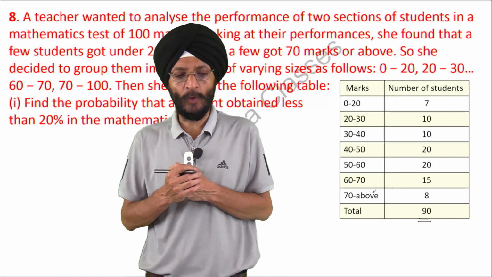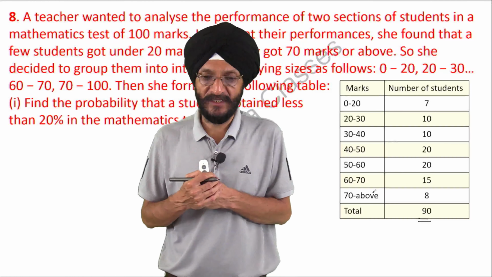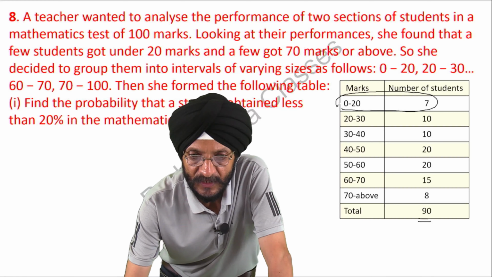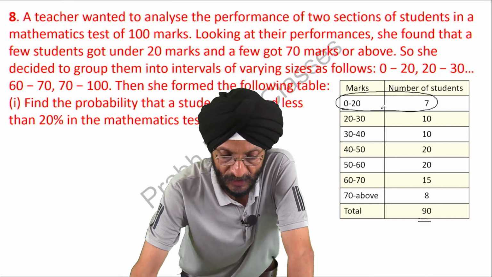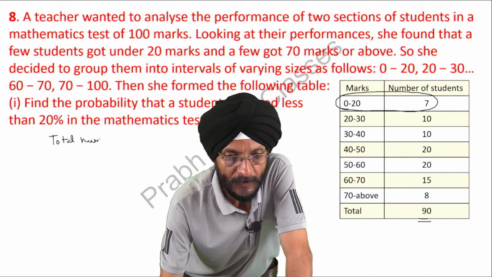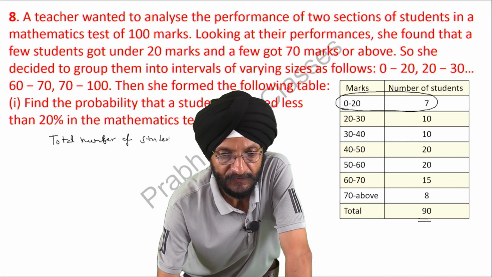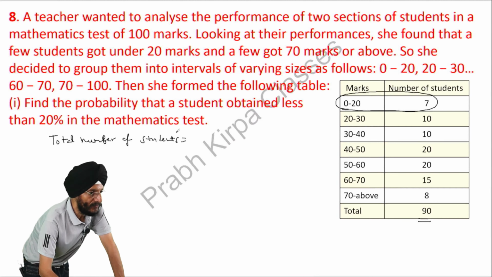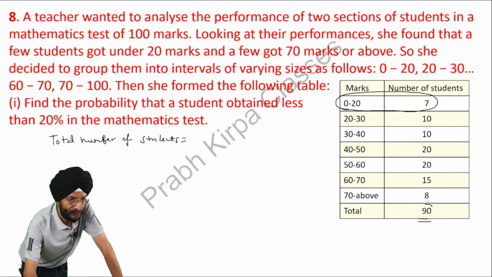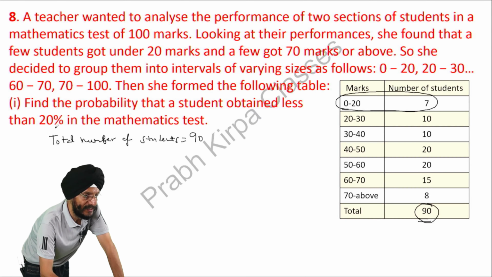So here we have to find the probability that a student obtains less than 20% marks in mathematics test. That is, the question pertains to this point, less than 20 marks. So how? Now what is the total number of students? Total number of students, this is not given in the question, this is given here in the table. Here, total number of students is 90. What we have to find? Students with less than 20% marks.